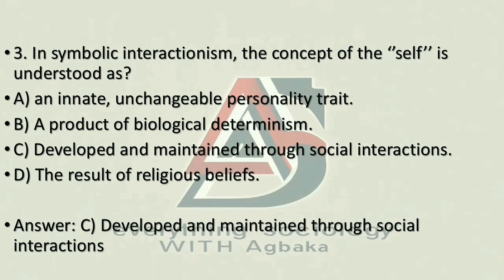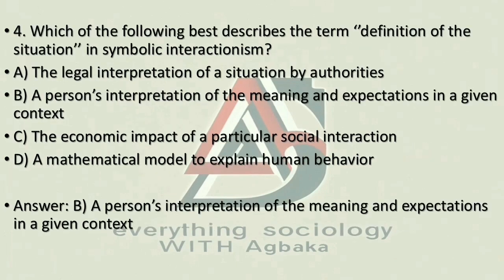Question 3. In symbolic interactionism, the concept of the self is understood as dash. A, an innate unchangeable personality trait. B, a product of biological determinism. C, developed and maintained through social interactions. Or D, the result of religious beliefs. The answer is C, developed and maintained through social interactions.